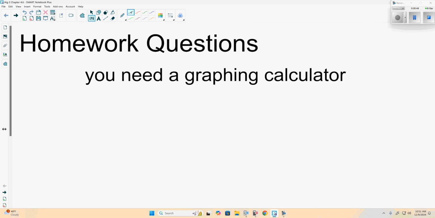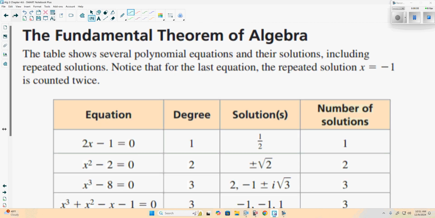So what we're starting today is 4.6. This is the last section we're covering in chapter 4. And the first thing we're going to talk about is the fundamental theorem of algebra. So if we look at this chart here, it tells us a few things.